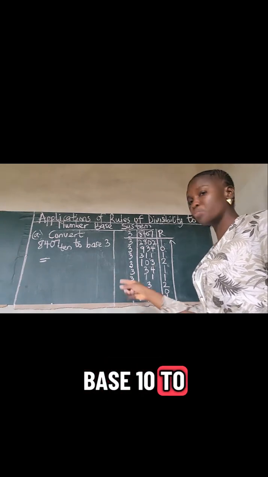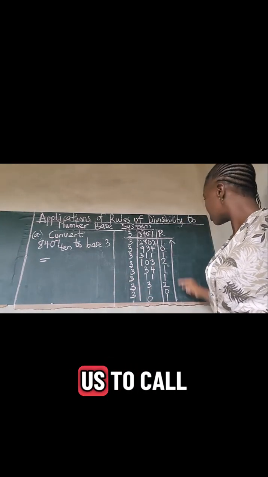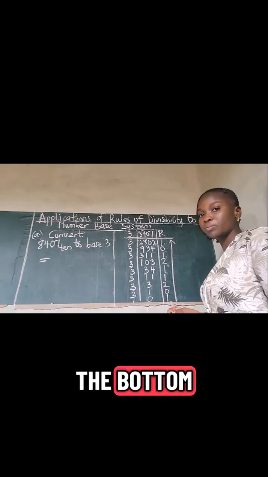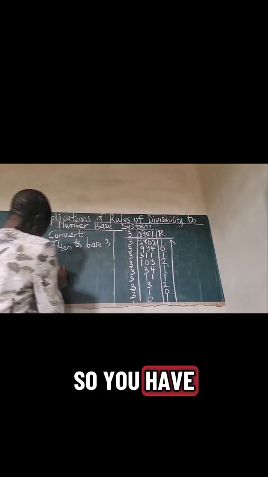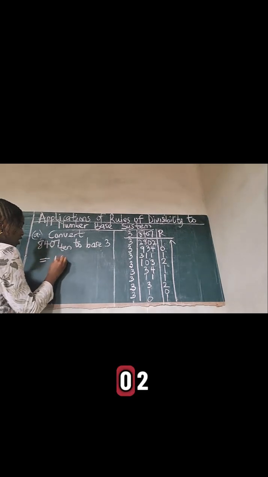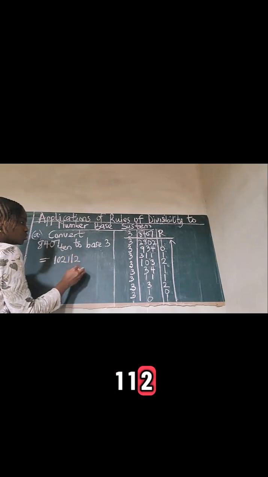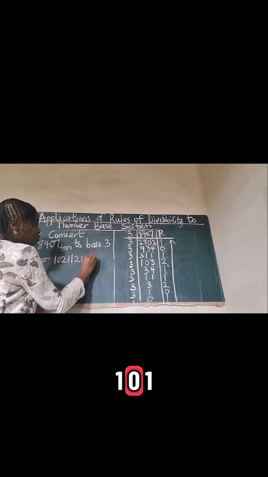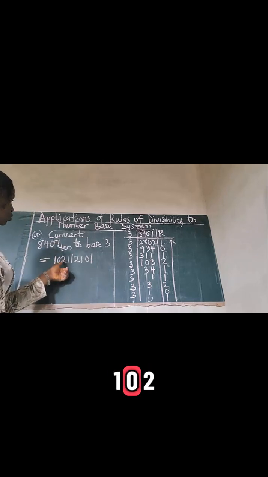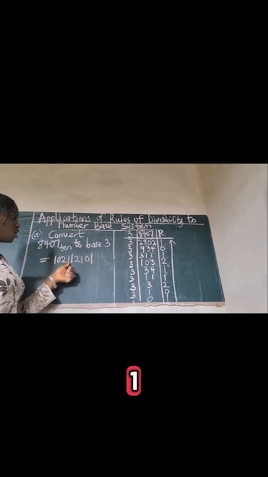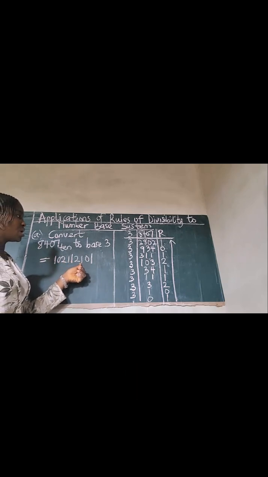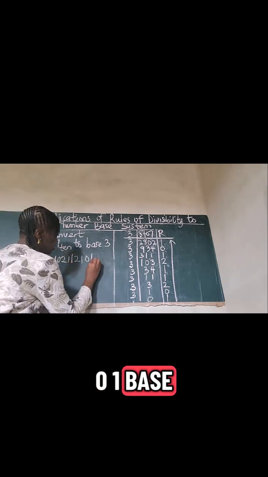8407 base 10 to base 3 is going to give us, reading the numbers from the bottom, 1, 0, 2, 1, 1, 2, 1, 0, 1, base 3.